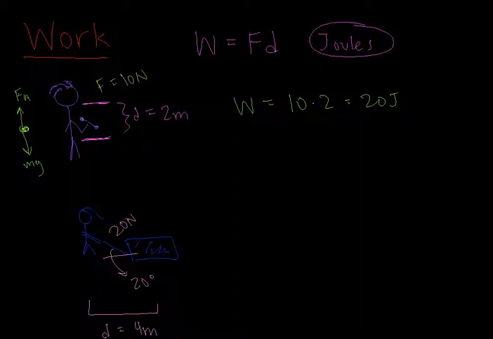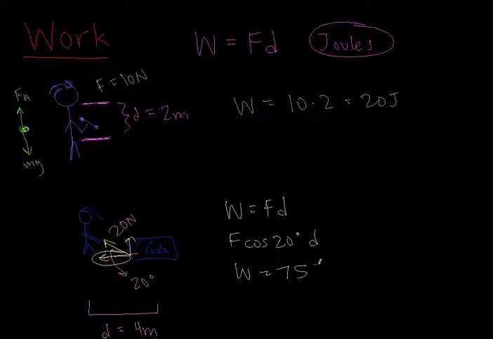Okay, so I hope you've had a chance to try that on your own. Now let's see. W equals FD. However, this is only the parallel force. If we were to take the parallel force here, we'd get F cosine 20 degrees, because this force can be split up into this component and that component, and we're only worried about the parallel component. So F cosine 20 degrees is the new force times distance. If you multiply that all out, you get work equals 75 joules. So that's the work that she does on the wagon.